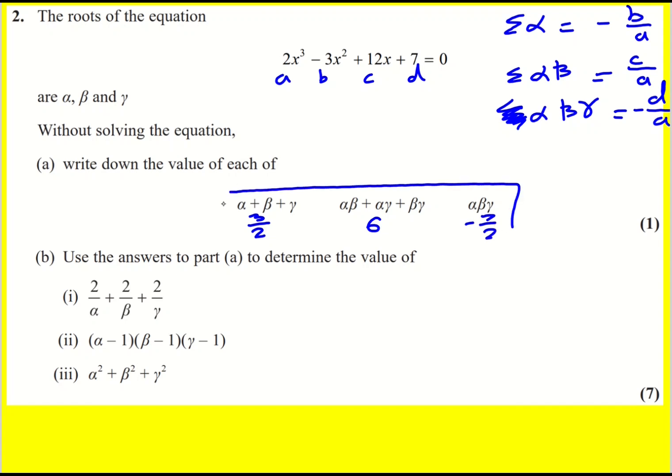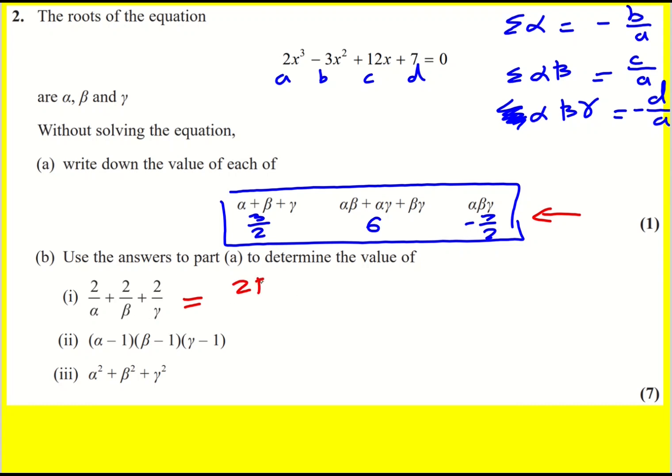All right, and we've got everything set up for the next part. So we're asked to use our answers to part A to determine the value of some different expressions, and it's all about combining the expression to be able to use the results here. So let's put this over a common denominator. It's going to be alpha beta gamma.